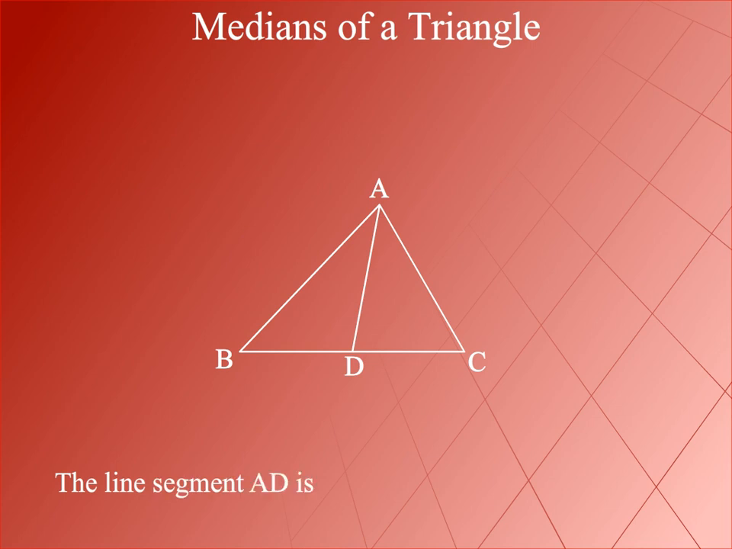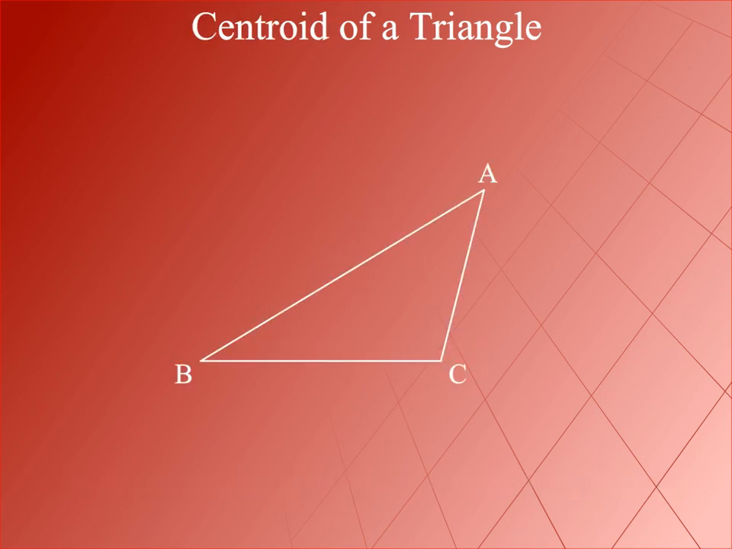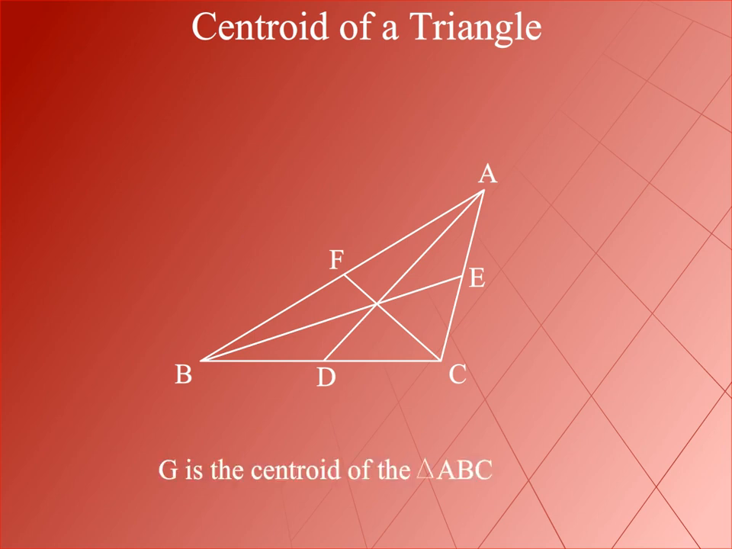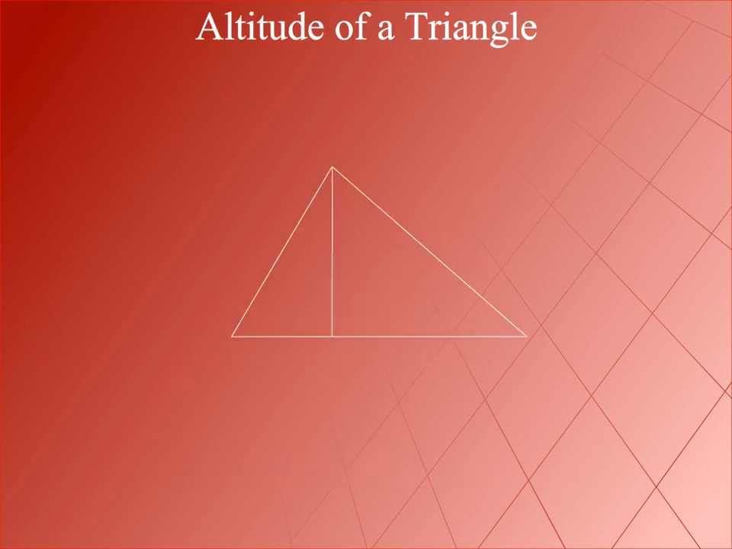The line segment AD is called the median from A to BC. A median connects a vertex of a triangle to the midpoint of the opposite side. A triangle has three medians. Centroid of a triangle. The three medians of a triangle meet at a point, which means the three medians are concurrent. The point of concurrence of the three medians of a triangle is called the centroid of the triangle. Here, G is the centroid of triangle ABC.